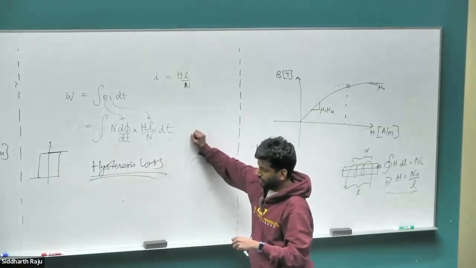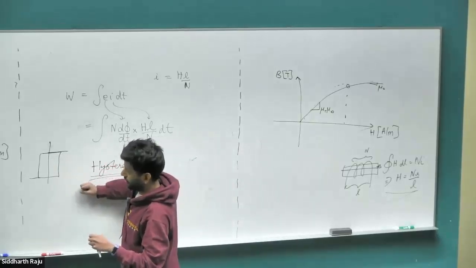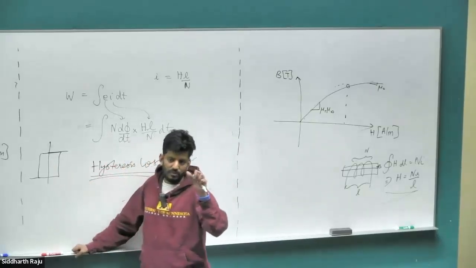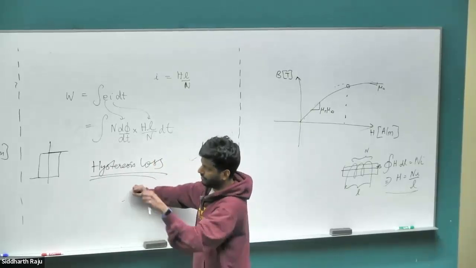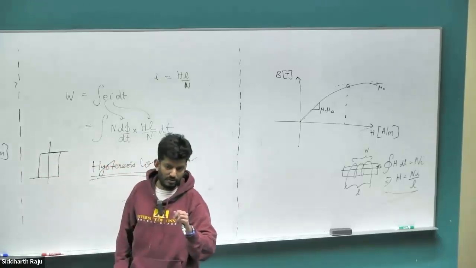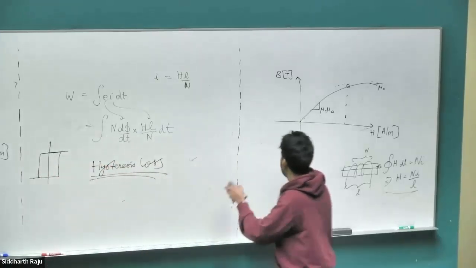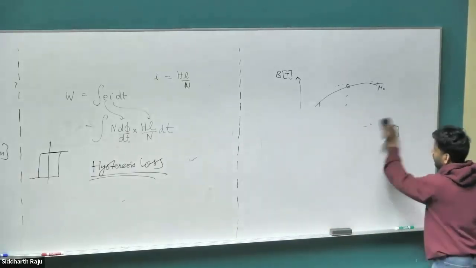So this is the hysteretic loss that comes about, and this is not the energy that's stored in the magnetic field, which is volume times B squared by 2 mu naught, completely different. This energy is lost every time we go through one full cycle. The energy is gone and it cannot be recovered. Given this, how we choose our material matters.